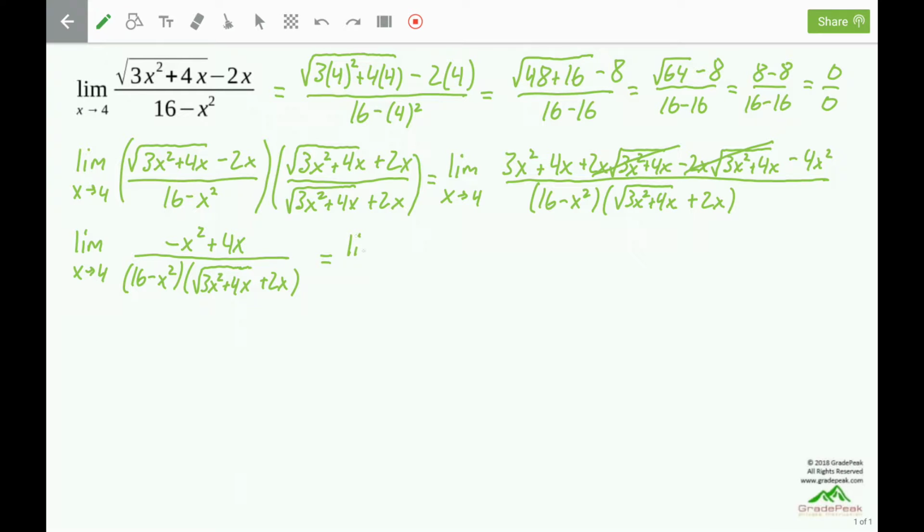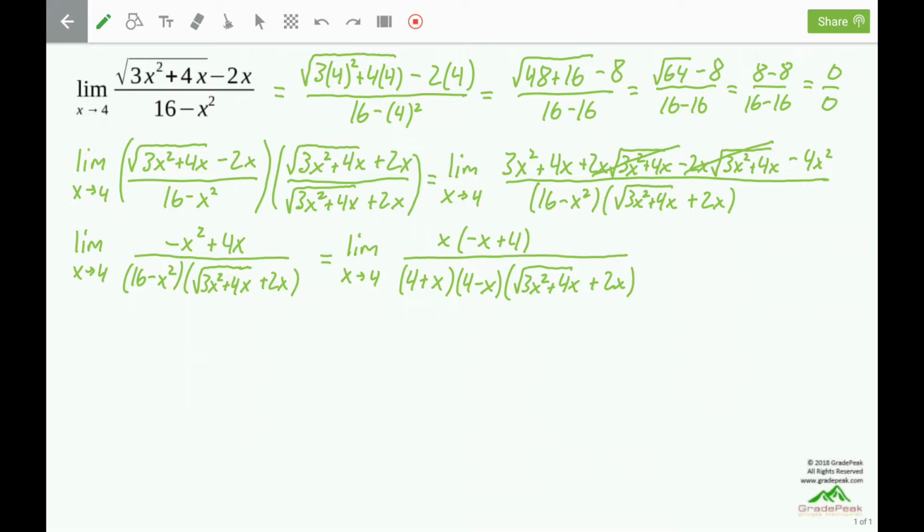So in the numerator, that factorization is done by a common factor. It looks like we can factor an x out of there, and that will give us a negative x and a positive 4. In the denominator, we have a difference of squares, which can factor into a 4 plus an x and a 4 minus an x. And then the root of 3x squared plus 4x plus 2x is multiplying all of that.